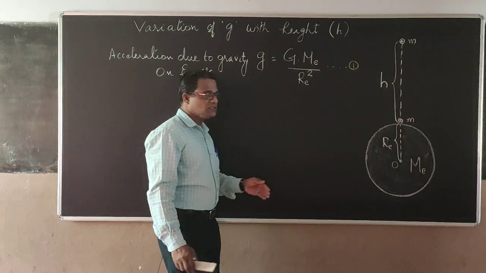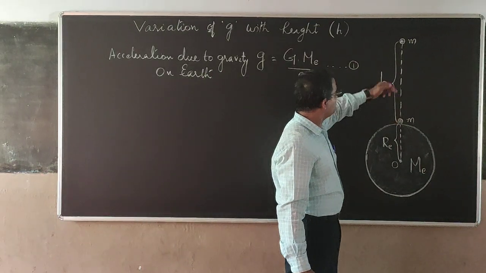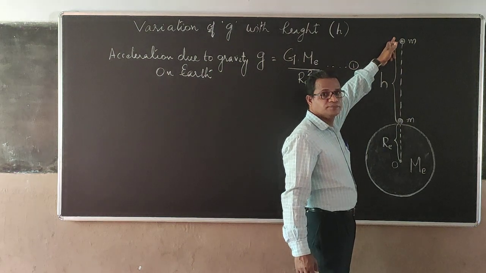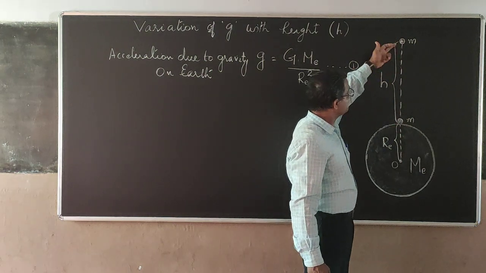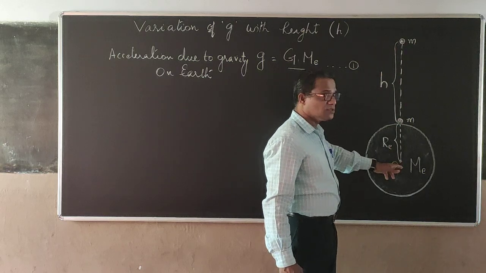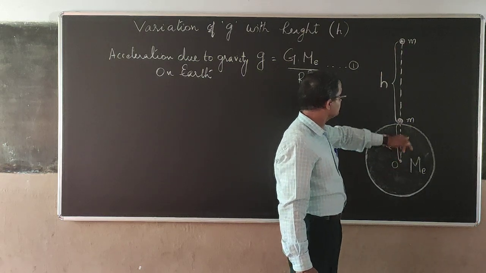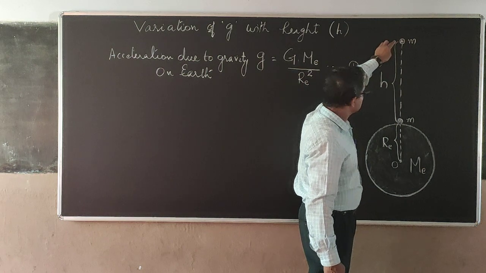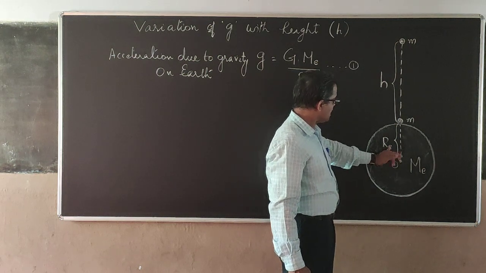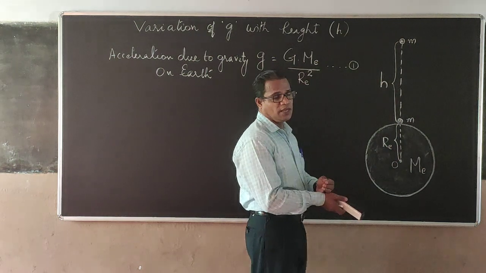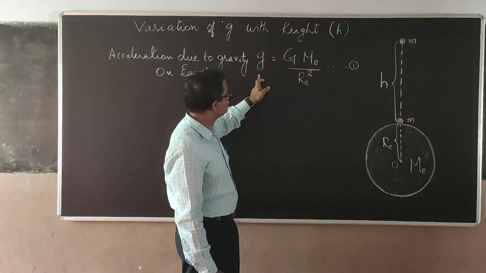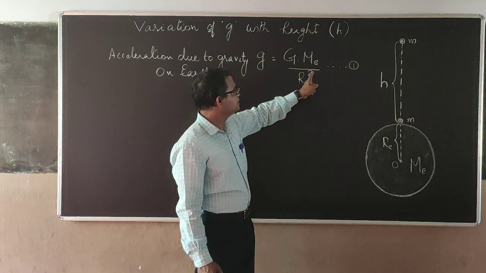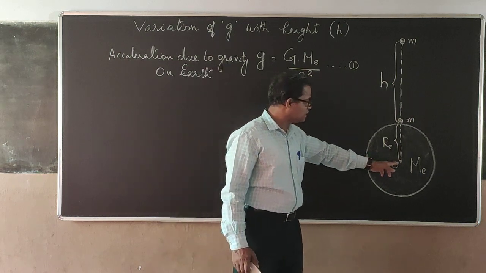Now, suppose I take the point from here up to this point, then the attraction between the mass and this Earth will be having a distance of center to center, that is RE plus h. And from this equation it is understood that acceleration due to gravity depends on distance from the center of the Earth.